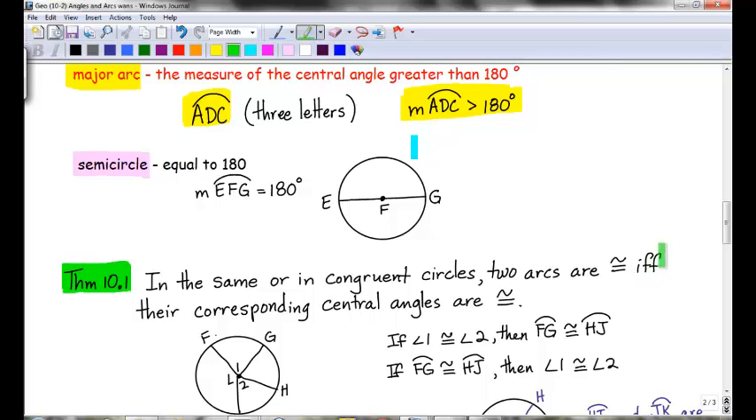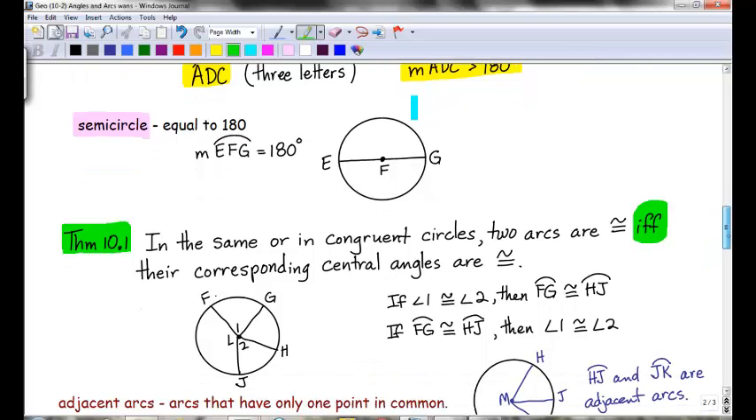The IFF part means it goes both ways. When you're reading this, in the same or in congruent circles, 2 arcs are congruent if and only if their corresponding central angles are congruent. Then the other way, because it's if and only if, if their central angles are congruent, then the 2 arcs are congruent. So it goes both ways, and I've written it out both ways.